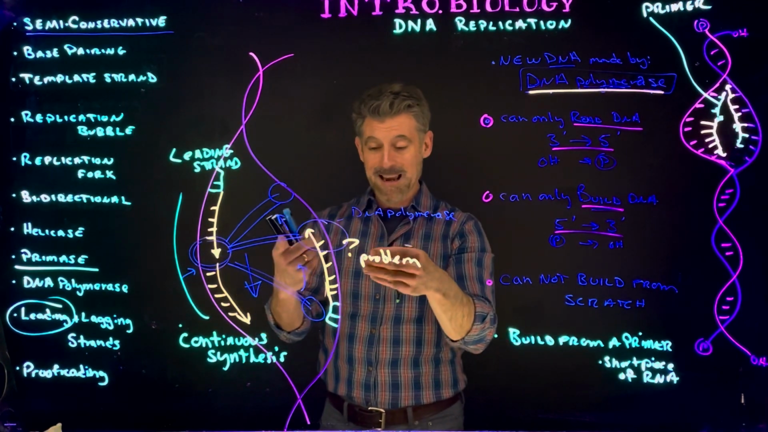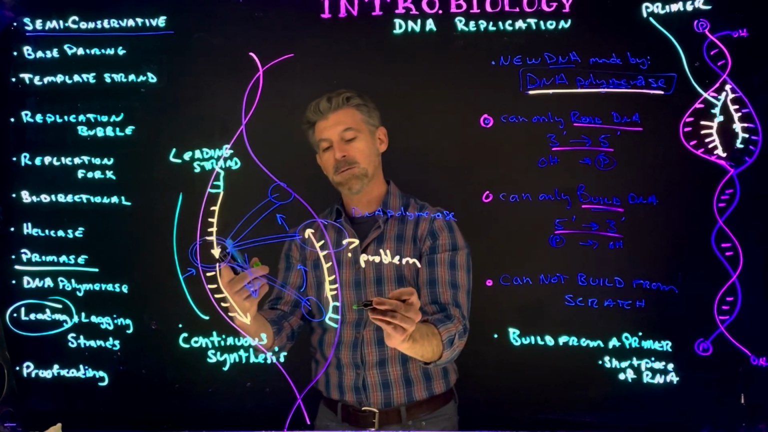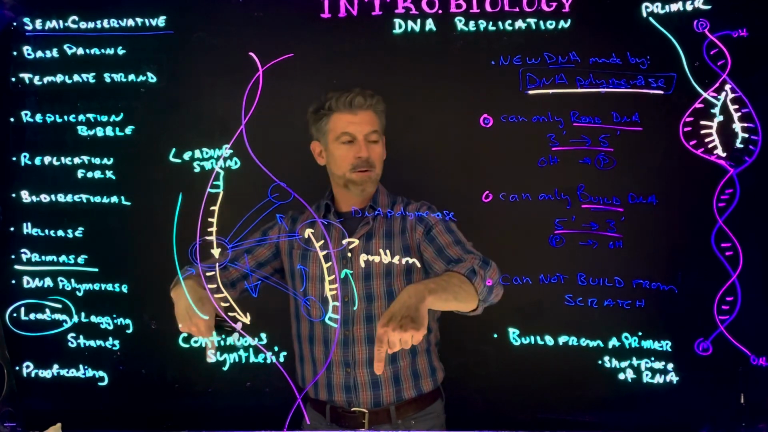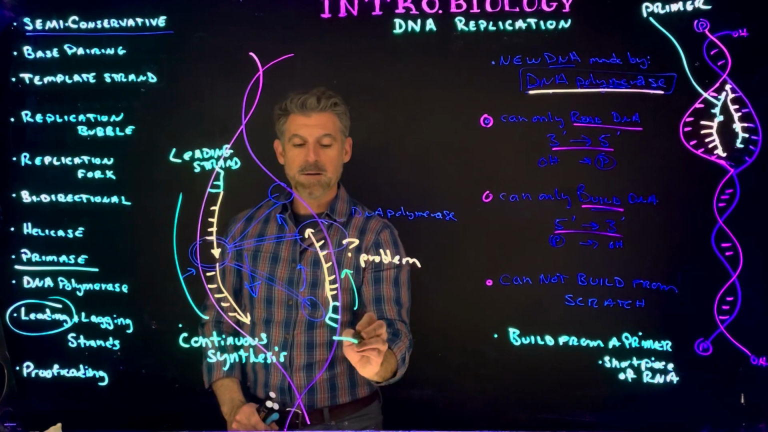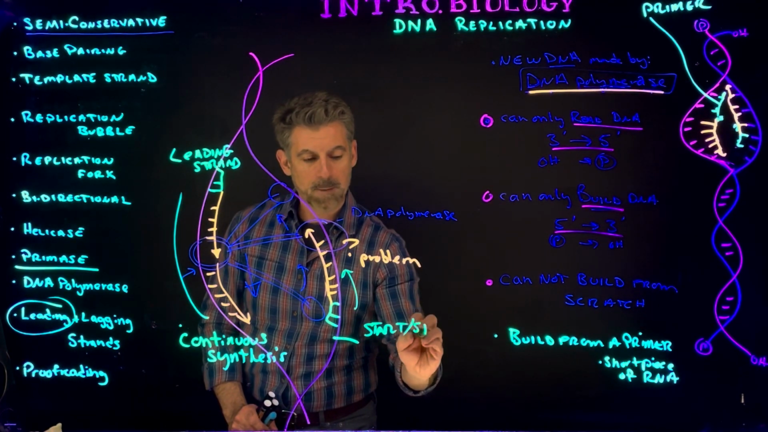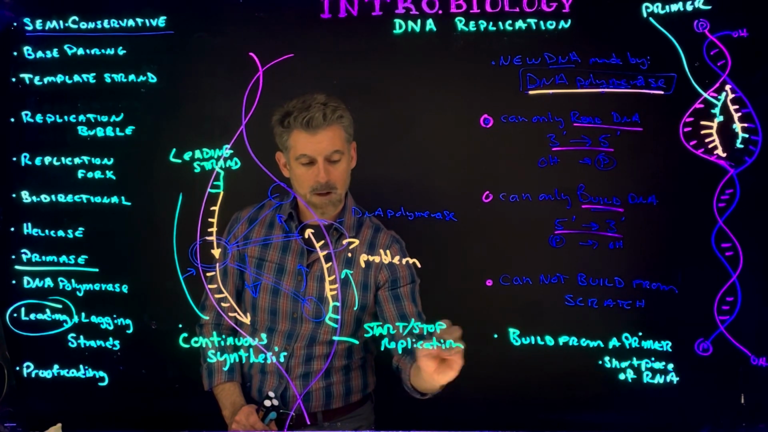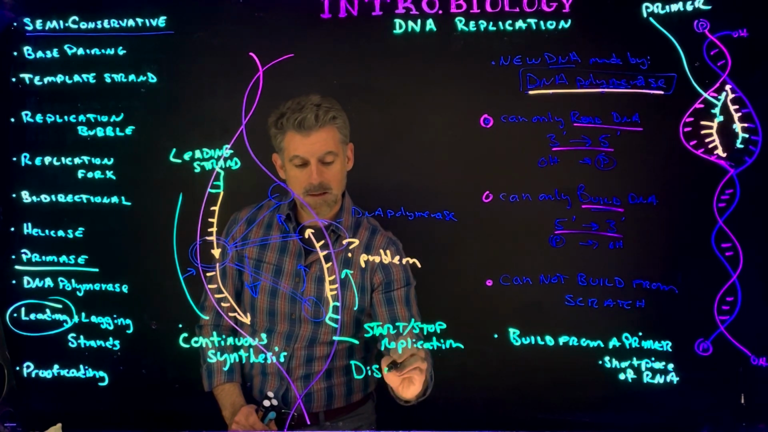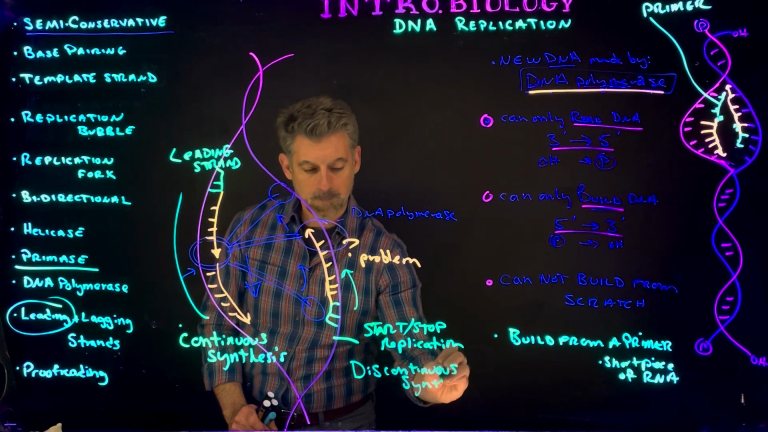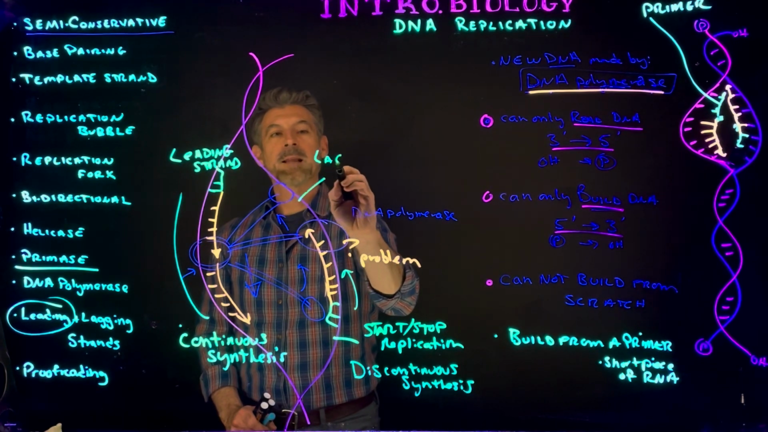The other strand, since it's anti-parallel, means it's moving opposite the way it's supposed to read. So it has to read it this way and make the new DNA, but it's being pulled the opposite way. So along this strand, we're going to have this stop replication, which is also called discontinuous synthesis. And the other term here is that this strand would be referred to as the lagging strand.